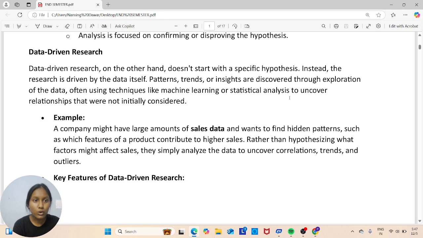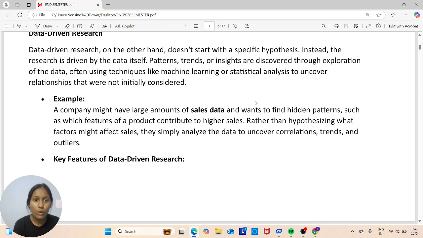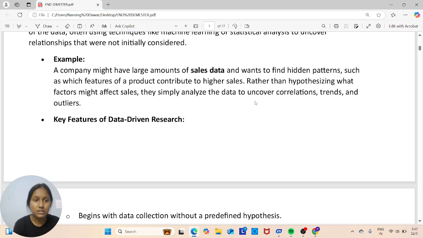Now we will learn what is data-driven research. In data-driven research, we will see its definition. So, data-driven research doesn't start with a specific hypothesis. Instead, the research is driven by the data itself. Patterns, trends, or insights are discovered through exploration of the data, often using techniques like machine learning or statistical analysis to uncover relationships that were not initially considered.